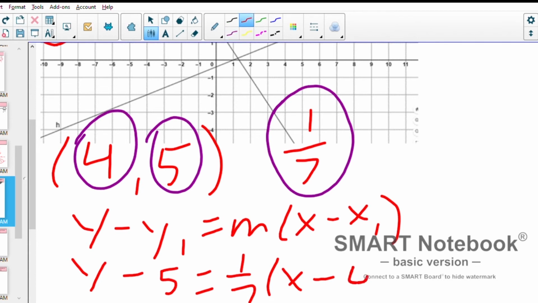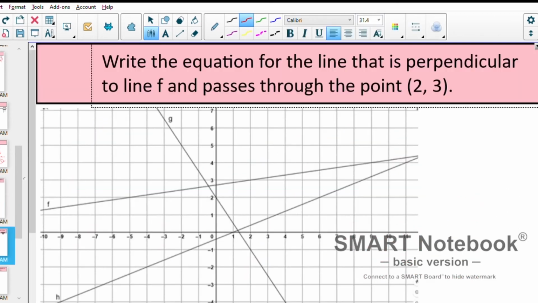So x minus 4. And on this side, I told you to leave it in point slope form. So this is the way that I want to see it. We could rearrange it and solve for y if we wanted to, but I want to see you use point slope form. So let's go to the next one.